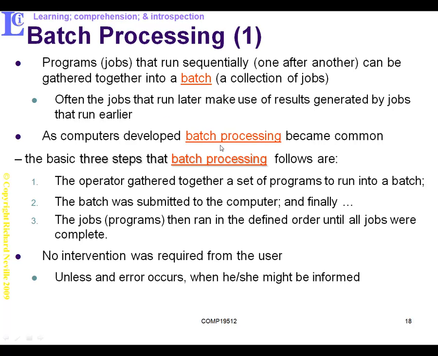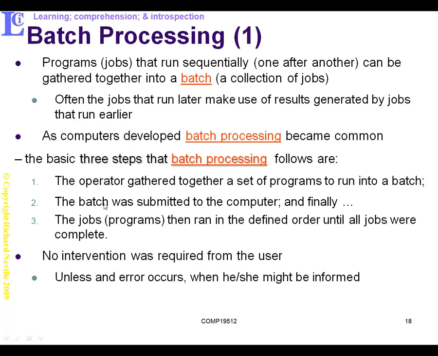So what does a batch process have as the sequence it performs? Well, there's 3 steps nominally. So first, the human operator gathers together a set of programs. So the set of jobs, probably numbers them job 1 to 3 or something like that. And then this becomes the batch.